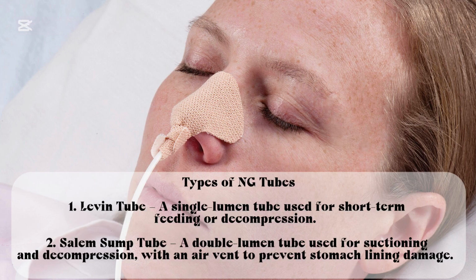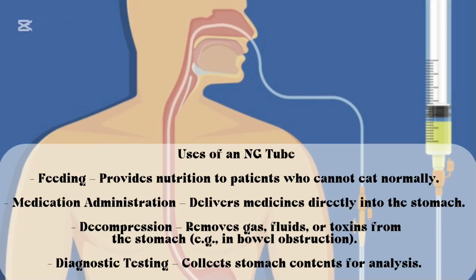Types of NG tubes. 1. Levin tube, a single lumen tube used for short-term feeding or decompression. 2. Salem sump tube, a double lumen tube used for suctioning and decompression, with an air vent to prevent stomach lining damage.